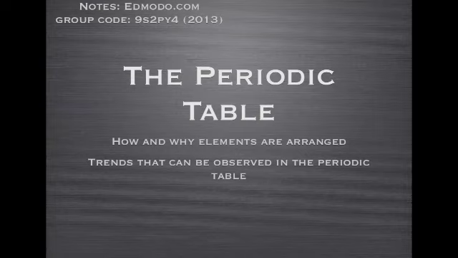Welcome to chemisode number, I think it's number 3 actually. It's on the periodic table. So this is the periodic table, and we're going to look through a few different things, like how and why the elements are arranged and the trends that can be observed in the periodic table. So let's get stuck straight into this now.